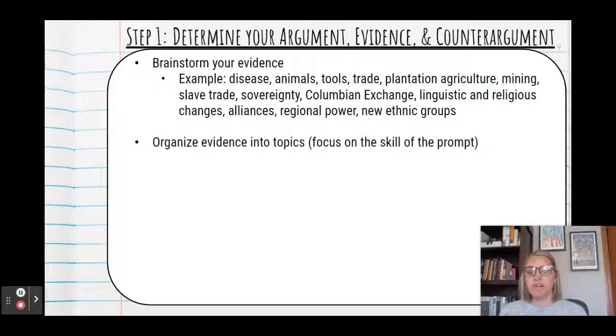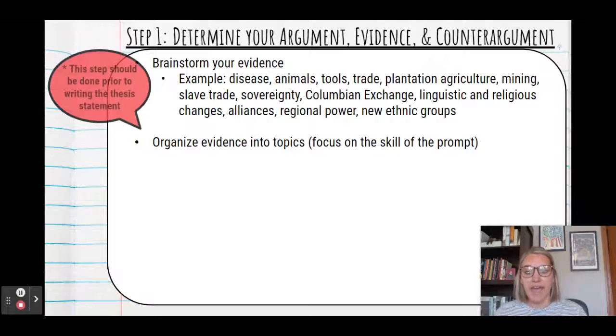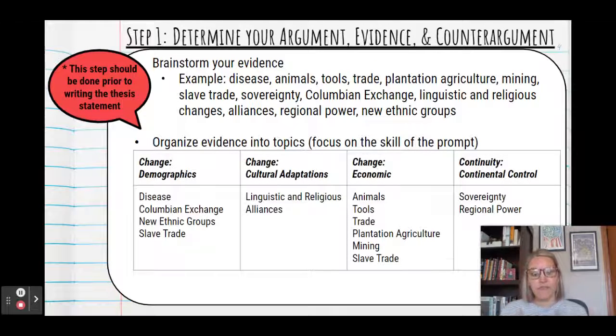Then you want to organize your evidence into topics, but focus on the skill of the prompt. Now, our prompt is talking about how much change occurred as a result of these voyages. So I have come up with 4 potential body paragraphs. 3 are related to change. So changes in demographics, changes in their cultural adaptations, changes to the economy, and then 1 continuity.